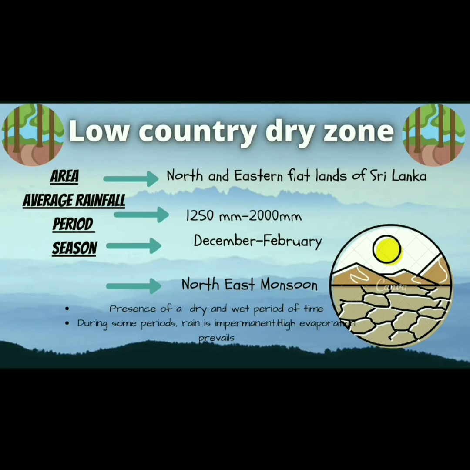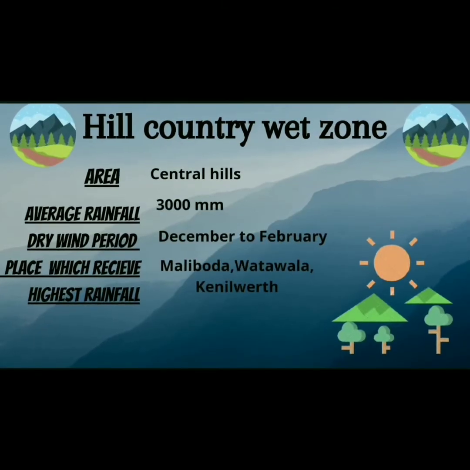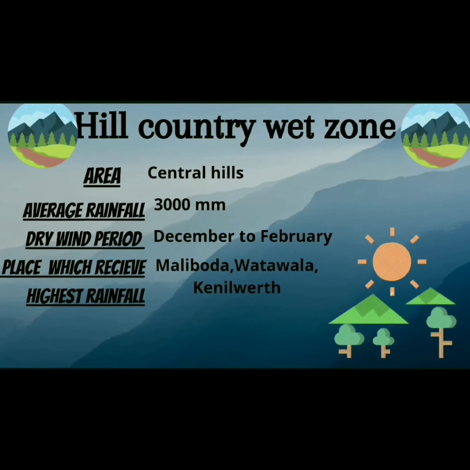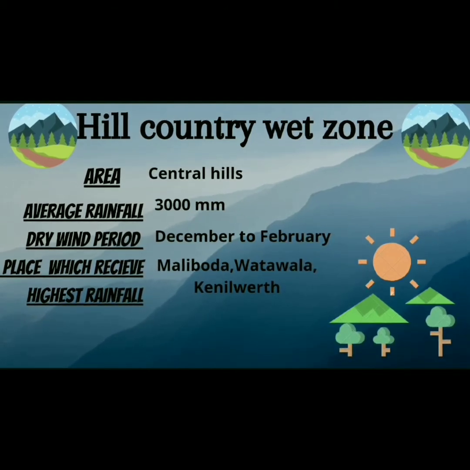Thirdly is the hill country wet zone. The western part of this is formed when a line joining the cities of Matale, Kandy, Nuwara Eliya and Haputale of the Central Hills is drawn. Rain is received throughout the year. Average annual rainfall is about 3000 mm. Maliboda, the Watawala Kenilworth, which receives the highest rainfall in Sri Lanka, are located in this zone. Dry winds occur from the month of December to February.